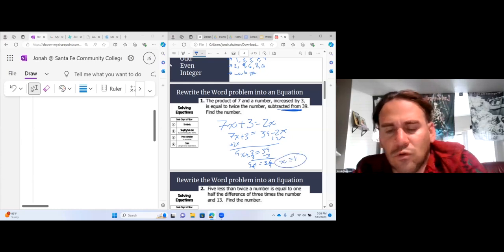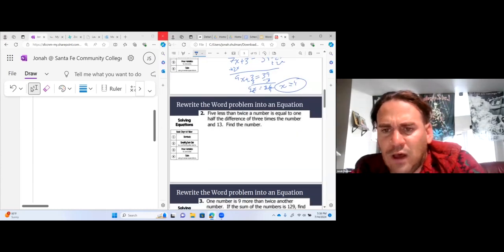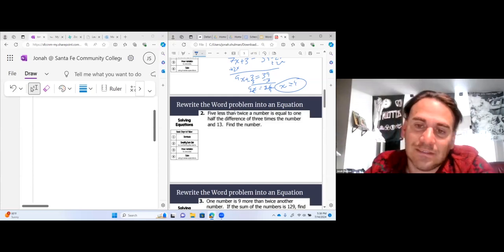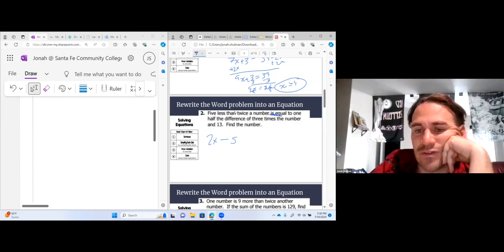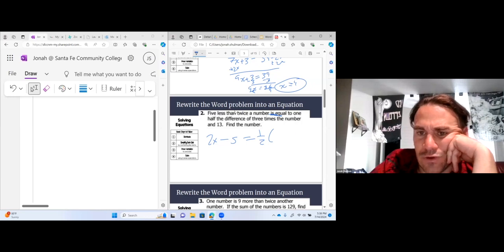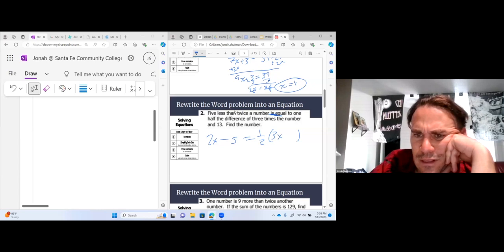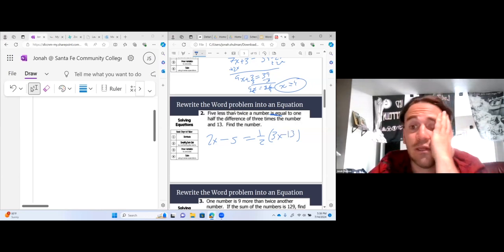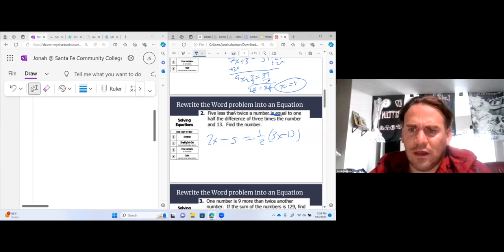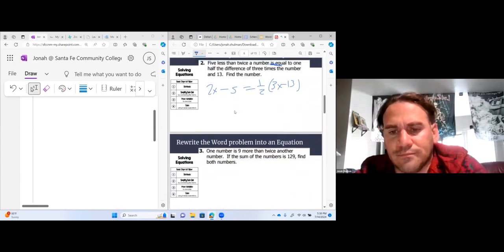Ta-da! Cool. 5 less than, remember, less than's after the fact. So 5 less than twice a number, so 2x minus 5 is, and math is always equal to, 1/2 the difference. So it's the difference, so it's got to be here in the front. 1/2 of 3 times the number and 13. So that's how you would set that up. You distribute the 1/2 and work it out, but this is the equation.